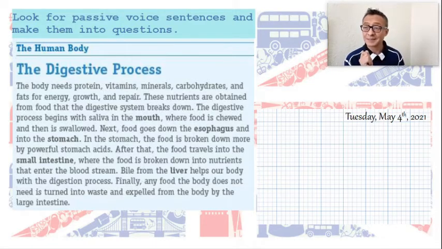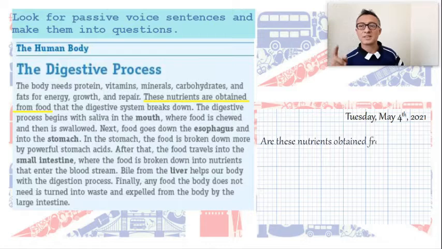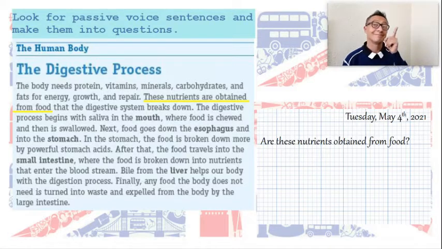Oh, here it is. Are obtained. The sentence is, these nutrients are obtained from food. To make the question, I just have to move the verb to the beginning. It means, are these nutrients obtained from food? The next.